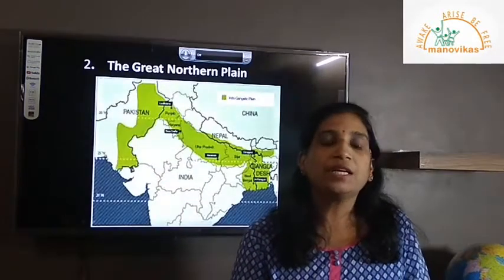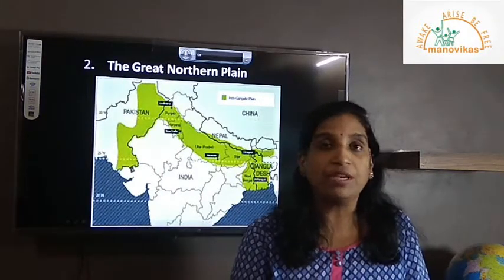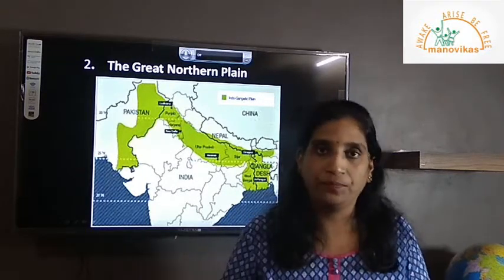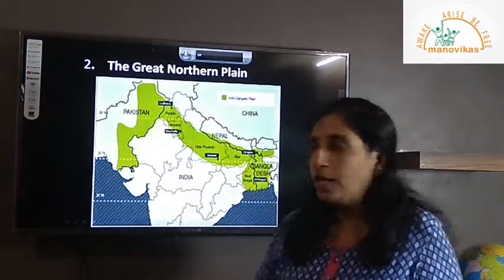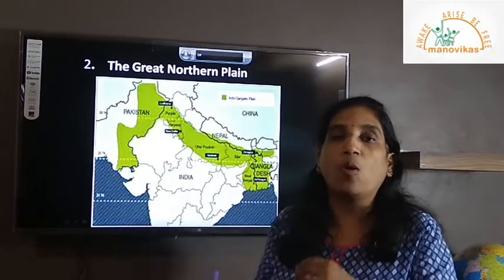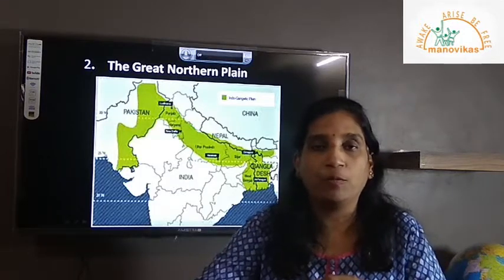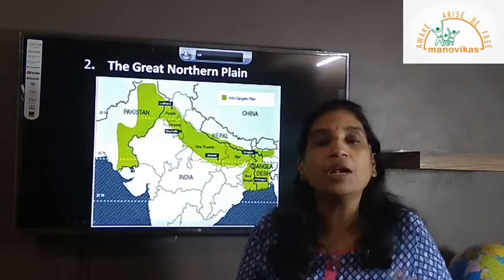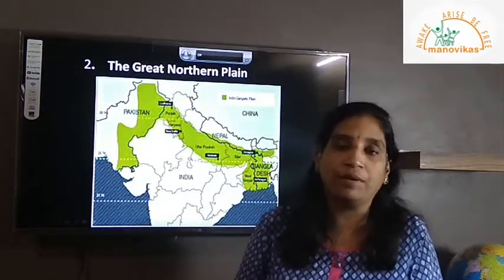The next division is called the Great Northern Plain of India. Now this is very important. What do you mean by plain? Plain is a flat land. Now why is this called an extension? You can see on the screen here, whatever green color is shown on this map is all the plain region. That doesn't mean that it is flat at one particular level. There will be some undulation, but overall, in general, this entire region is called the Great Plains of India, the Northern Plains of India.